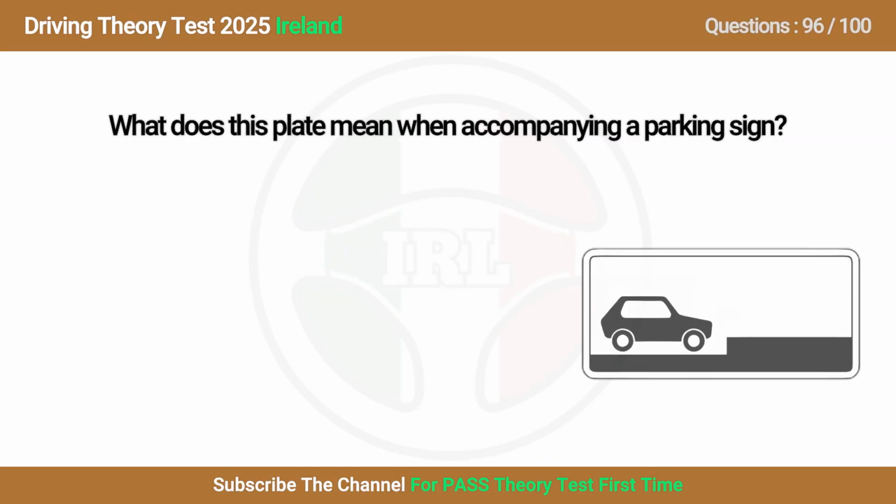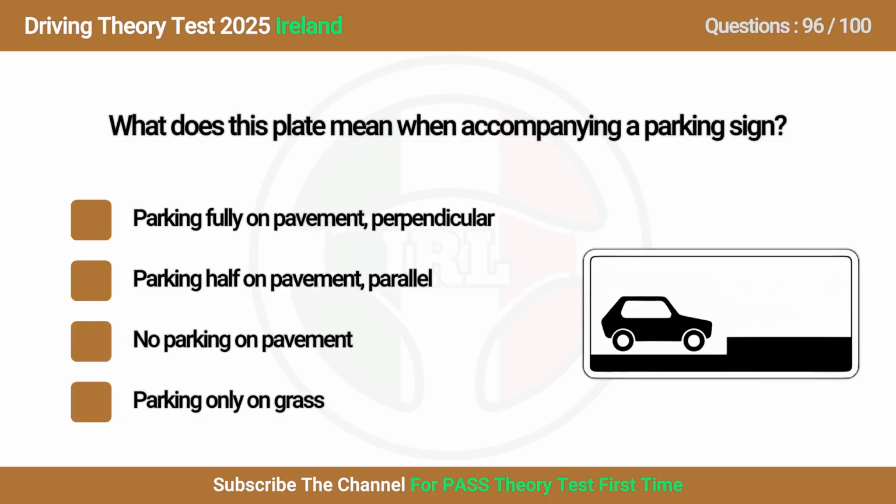Question 96. What does this plate mean when accompanying a parking sign? A. Parking fully on pavement perpendicular. B. Parking half on pavement parallel. C. No parking on pavement. D. Parking only on grass.